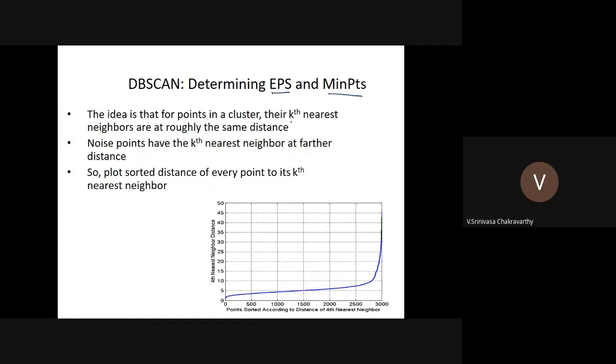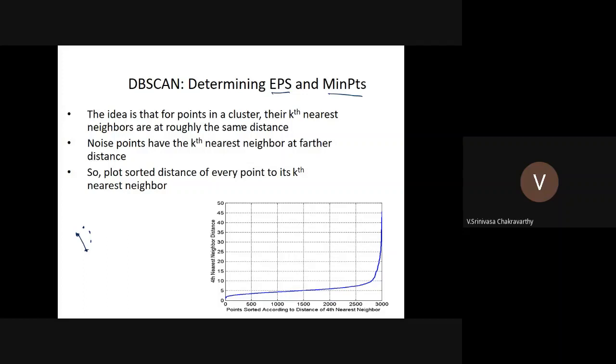So you start with k, and now consider the k nearest neighbor distance for various points. What is the k nearest neighbor distance? If I have a point here, and this is my first nearest neighbor, this is my second nearest neighbor, this is my third, this is my fourth nearest neighbor, then this distance is my fourth nearest neighbor distance. Similarly, for other points there will be some other fourth nearest neighbor distance. So given a k, I can determine the kth nearest neighbor distance.